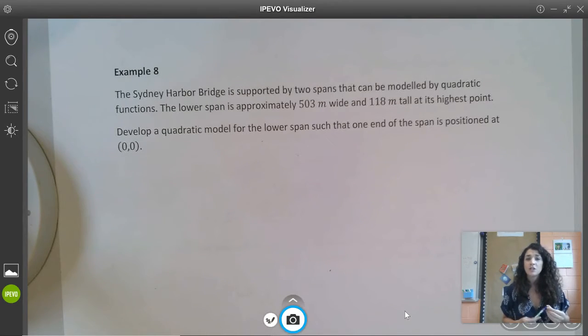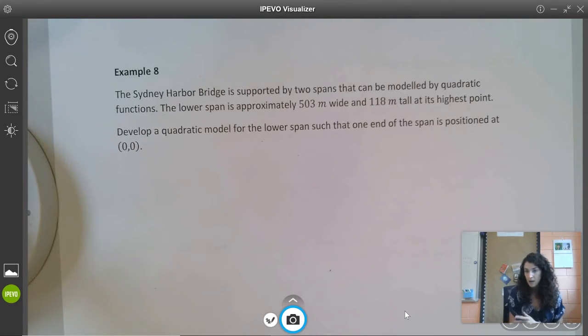The Sydney Harbor Bridge is supported by 2 spans that can be modeled by quadratic functions. The lower span is approximately 503 meters wide and 818 meters tall at its highest point. Develop a quadratic model for the lower span such that one end of the span is positioned at (0, 0).